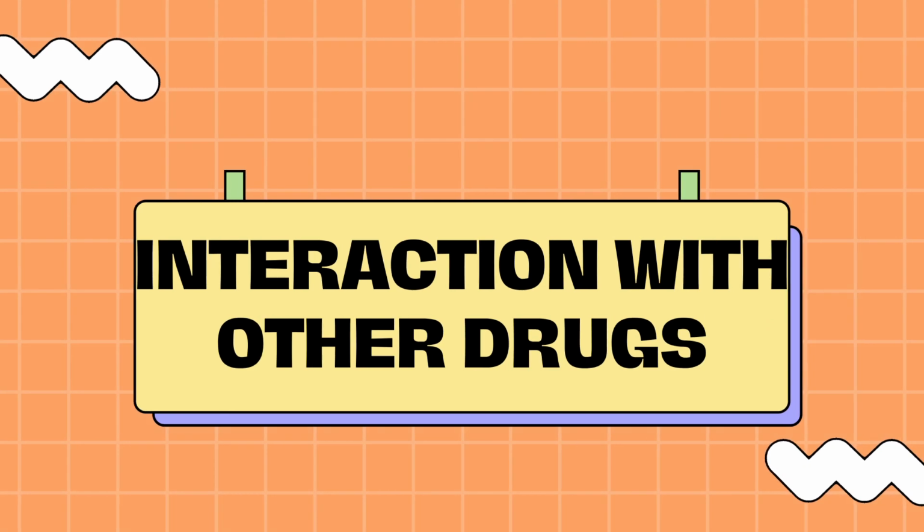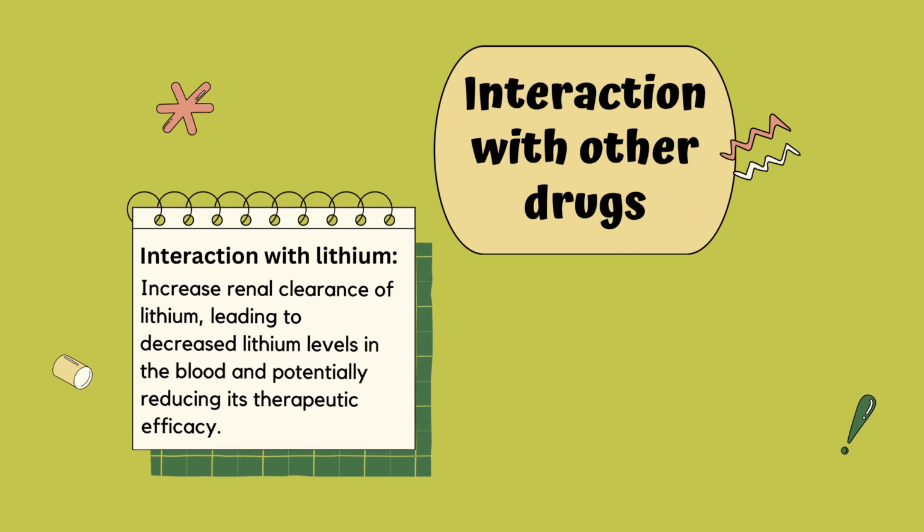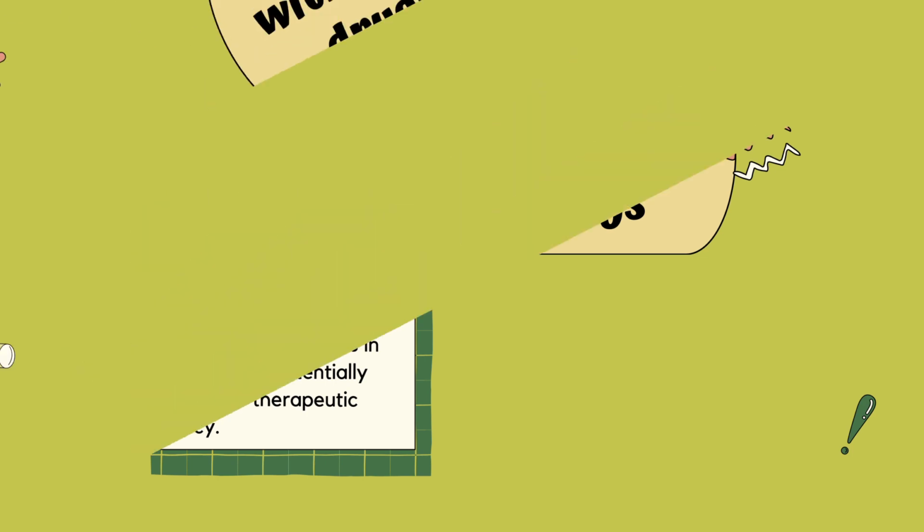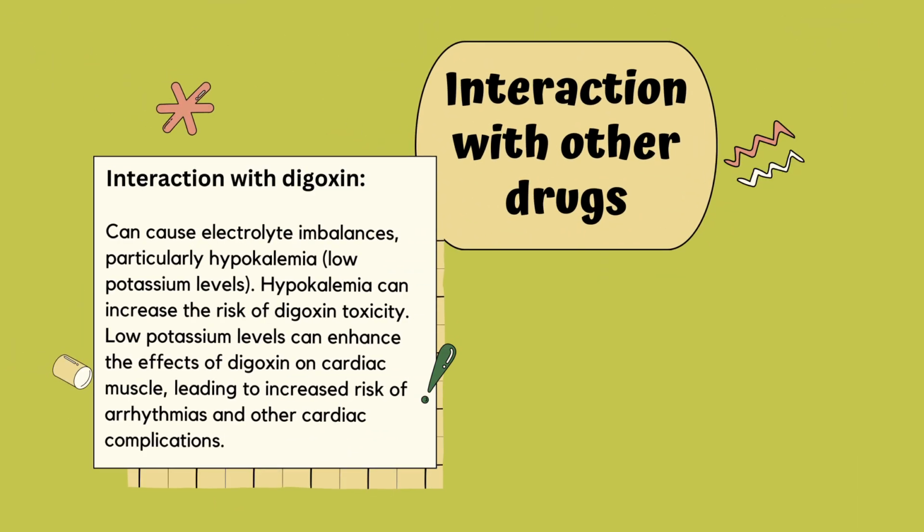Hence, some of the interaction with other drugs are interaction with lithium. Osmotic diuretics can increase renal clearance of lithium, leading to decreased lithium levels in the blood and potentially reducing its therapeutic efficacy. Also, interaction with digoxin.